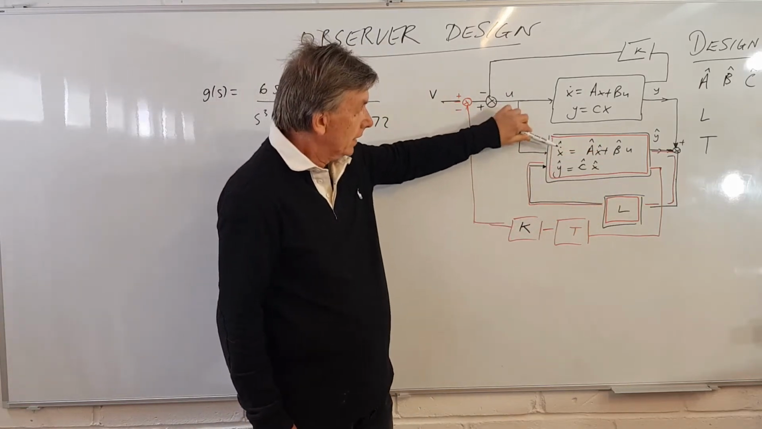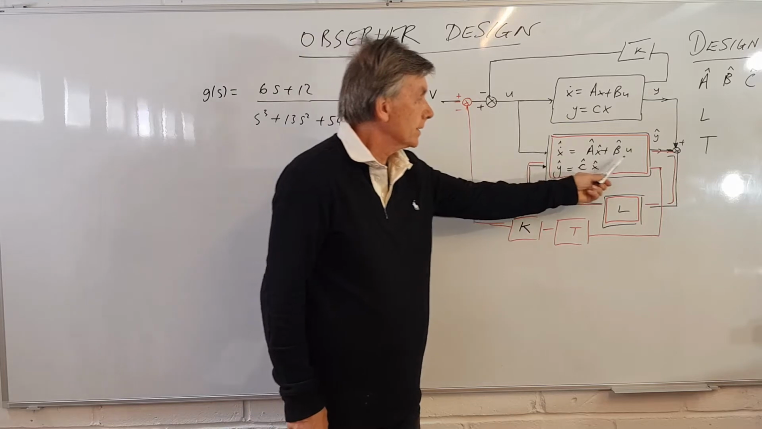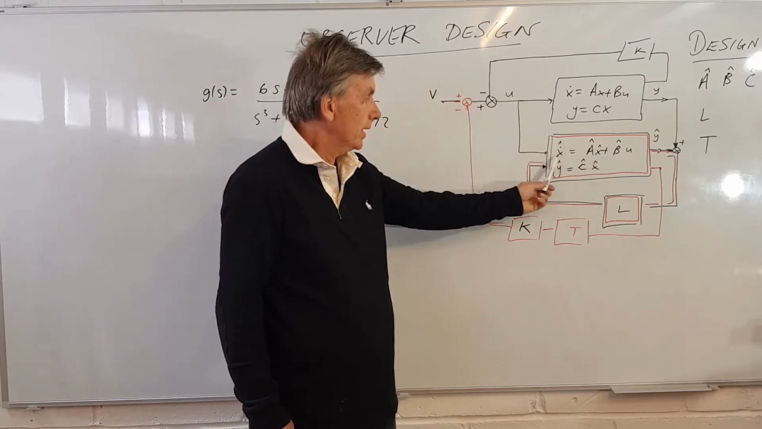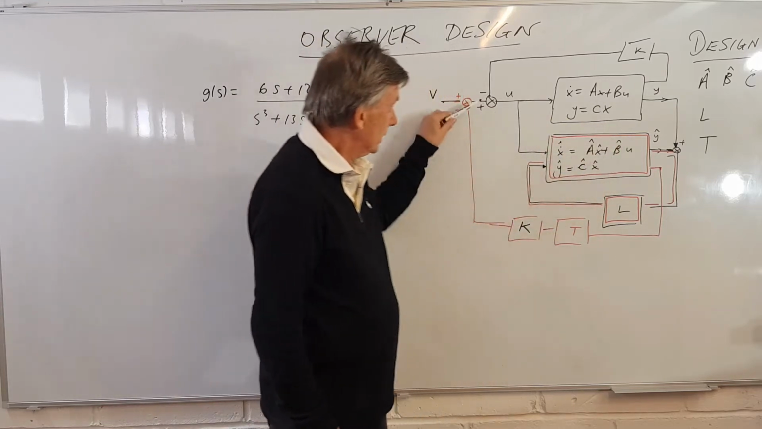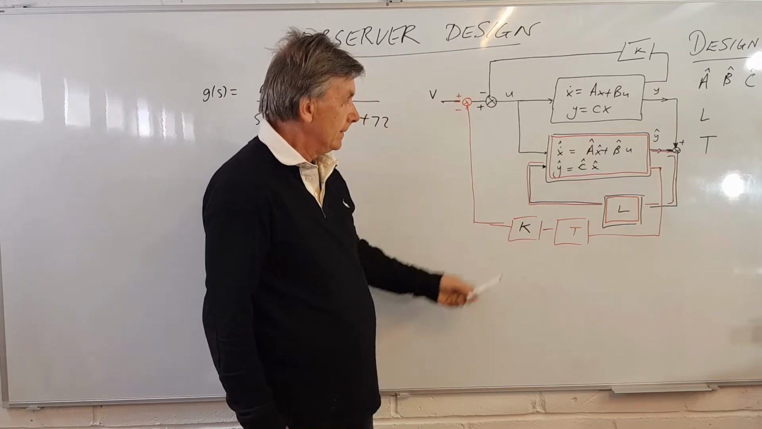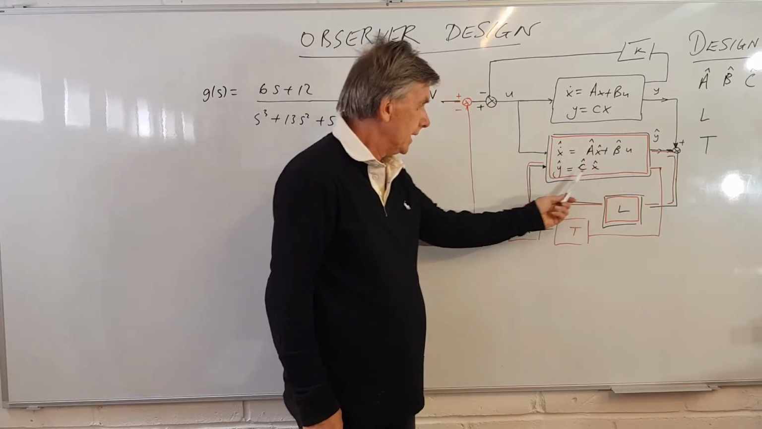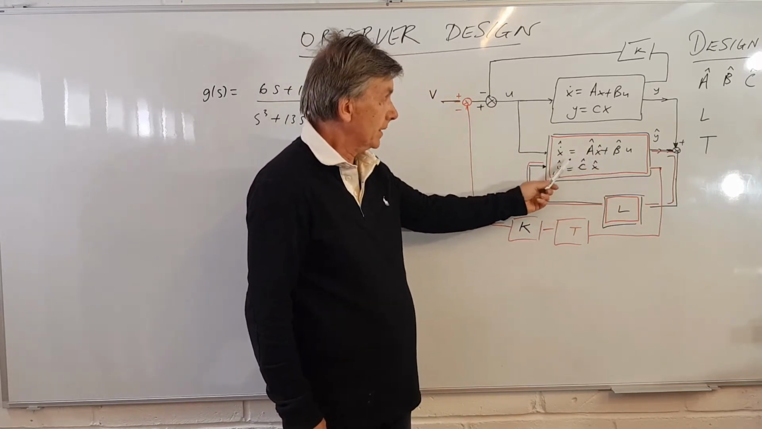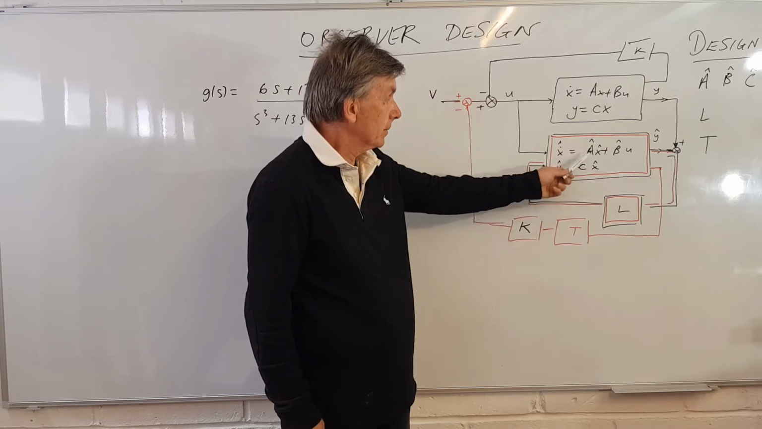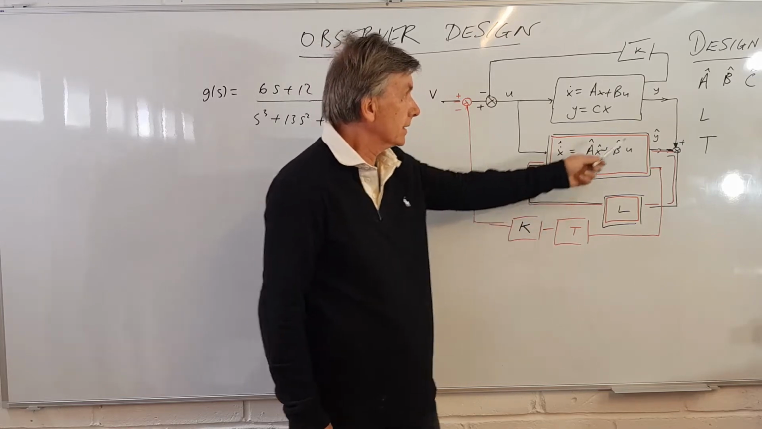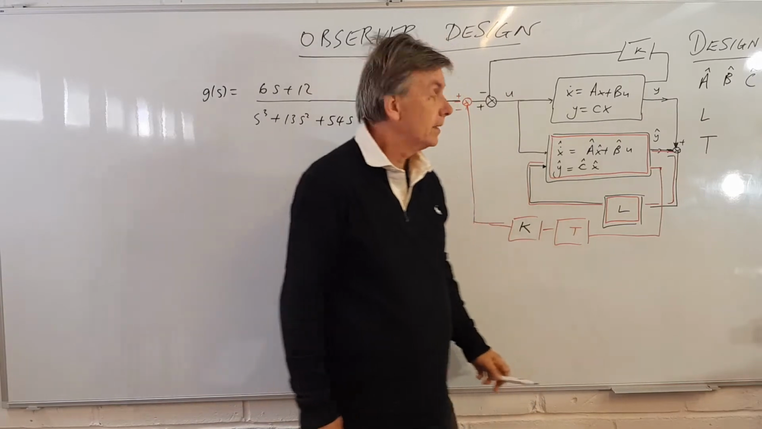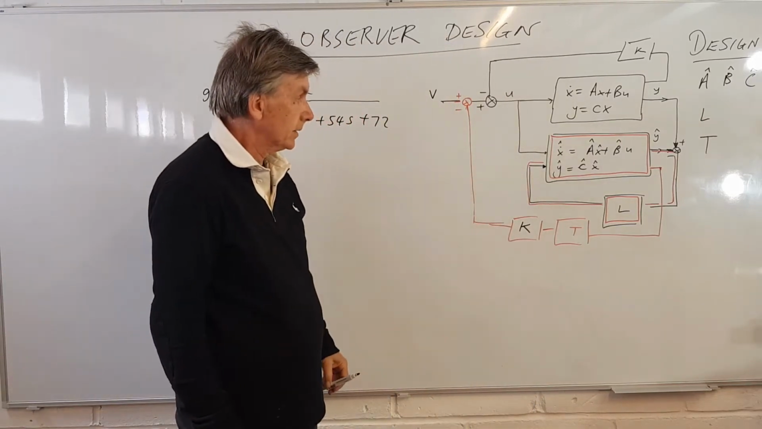So we have a parallel model. This is a model now of the real system running alongside the real system with the same input going into it. And we'll have to design these state space equations. So our design parameters will be to design A hat, B hat and C hat. So they're our first things that we'll need to be able to design.